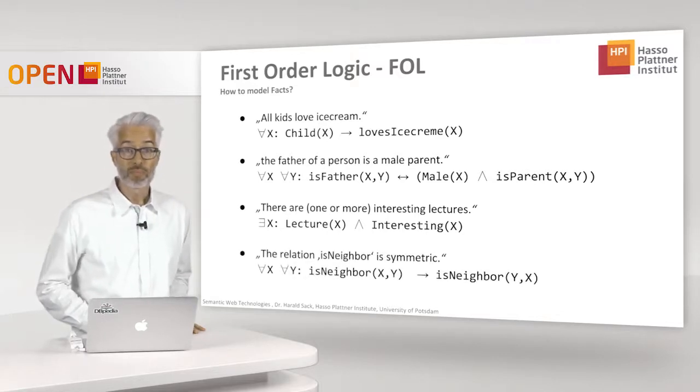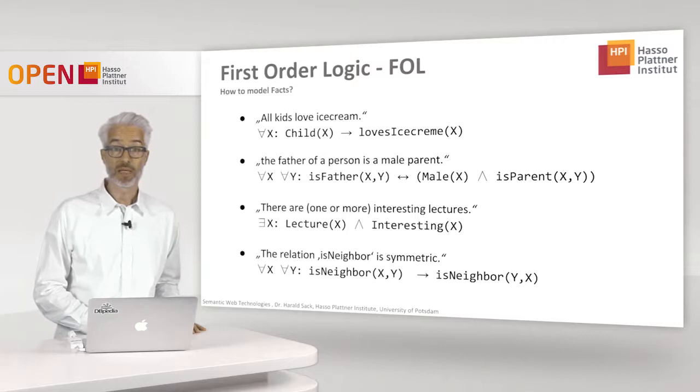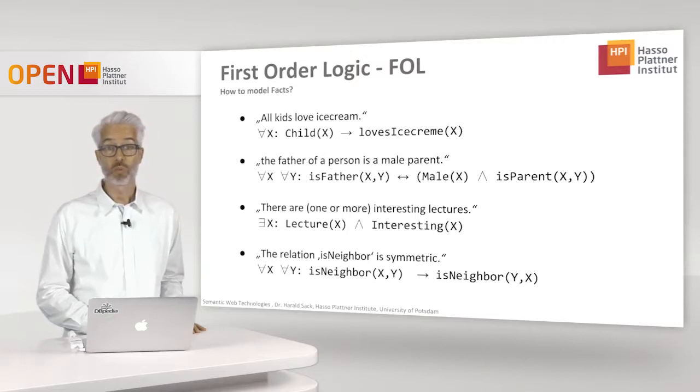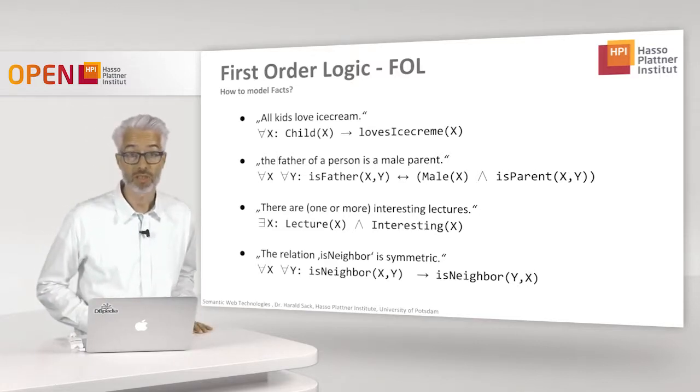Okay, one more example. Here we have: the relation is neighbor is symmetric. So this, in first order logic, would mean for all variables x and y, it holds that if x is a neighbor of y, then it also holds that y is a neighbor of x. Of course, this means is neighbor is symmetric.